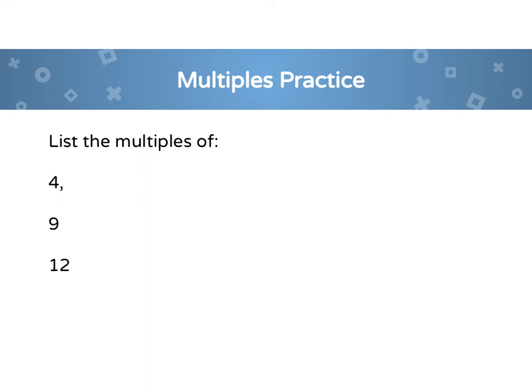Okay, so if we're doing multiples, we're just skip counting. So I'm going to start, and we would have 4, and then you kind of follow along. What would be next? 8. What would be next? 12, 16, 20, 24. How far can I go with this? Yes, to infinity. That's right. Multiples can go on and on.